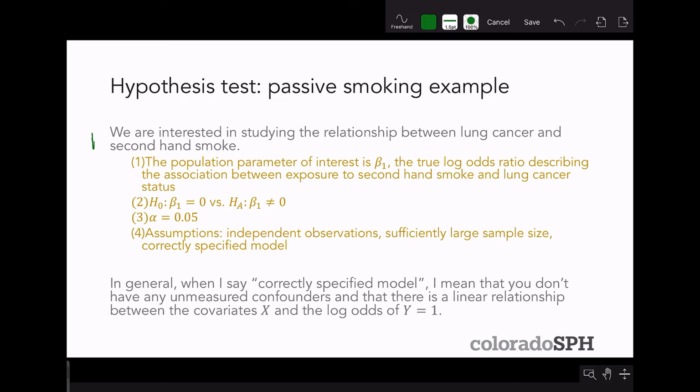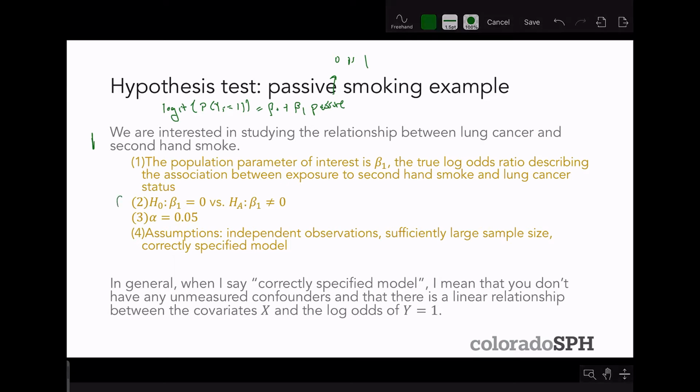And this is in a model where we have the logit of the probability that y_i equals 1, so the probability that the ith subject has lung cancer, equal to beta 0 plus beta 1 times passive, where passive is just a 0 or 1, depending on exposure to passive smoking.